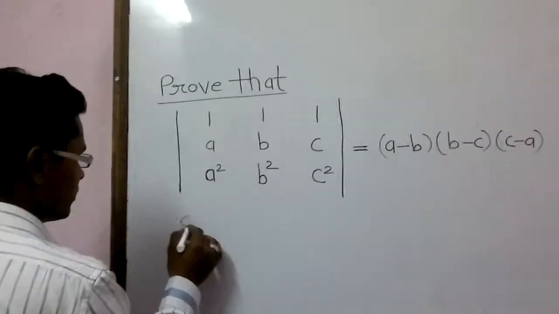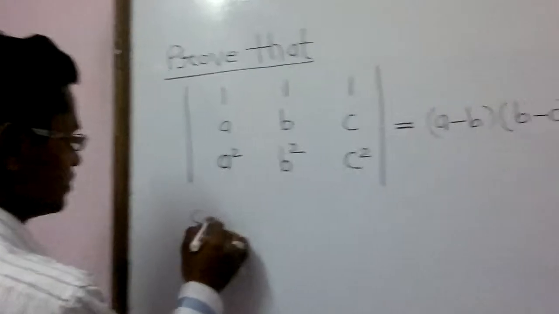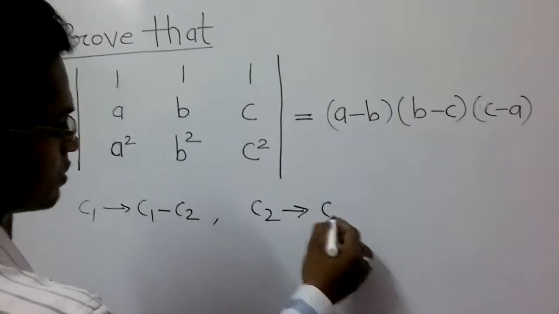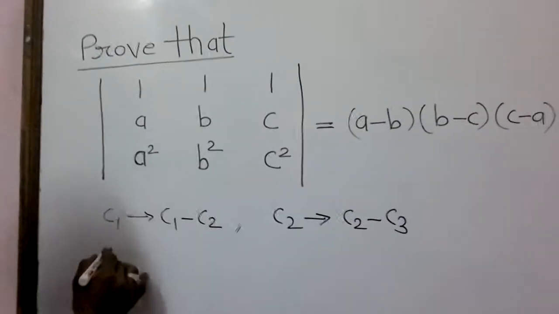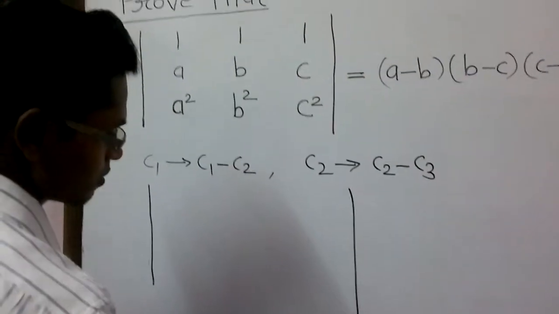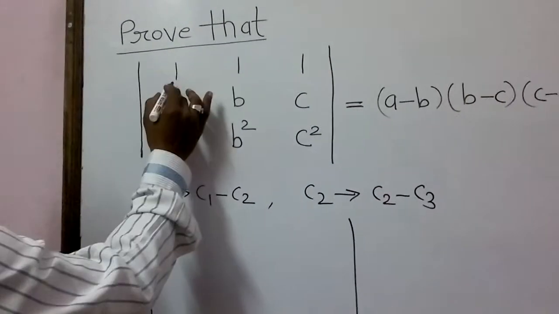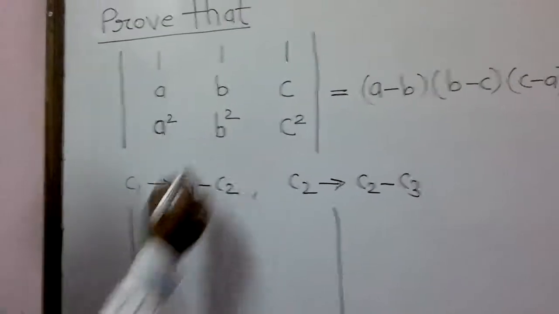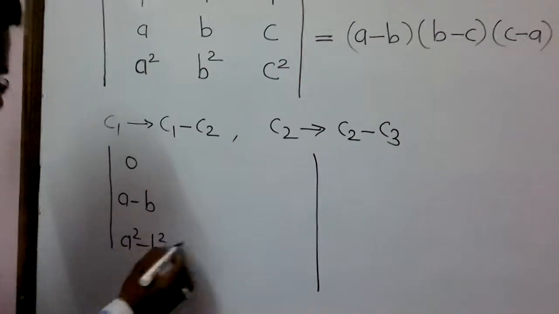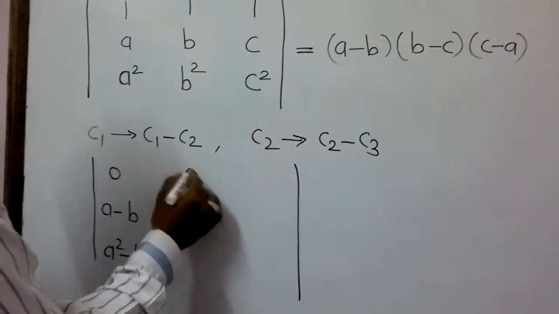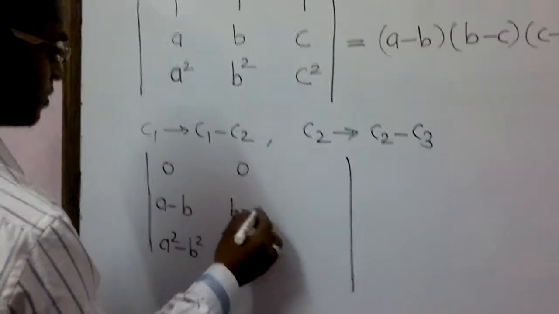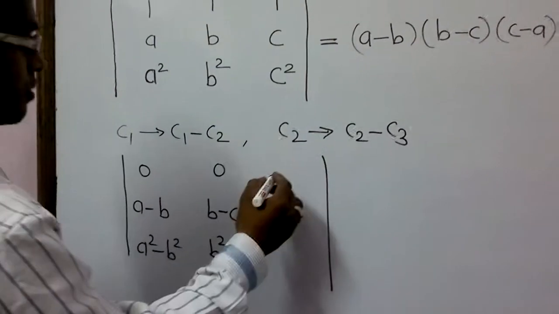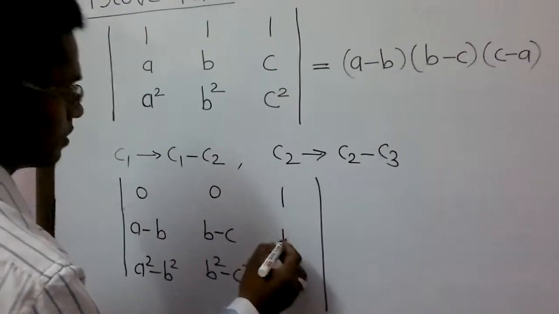For this, we apply the first operation, that is, C1 changed to C1 minus C2, and C2 changed to C2 minus C3. For C1 minus C2: 1 minus 1 is 0, a minus b, a square minus b square. For C2 minus C3: 1 minus 1 is 0, b minus c, b square minus c square. And the third column stays as it is.